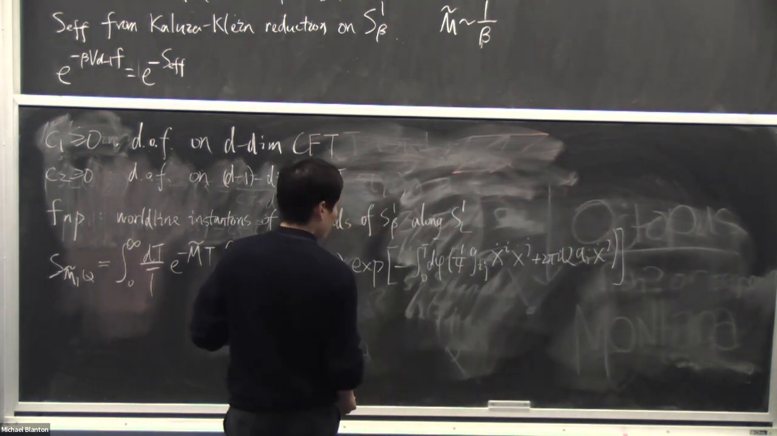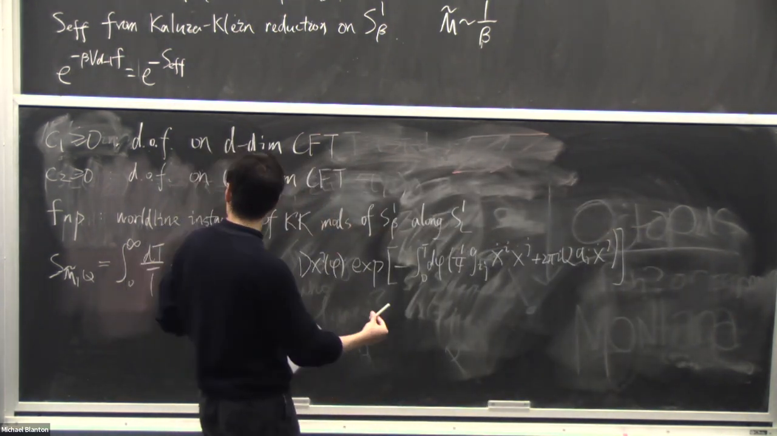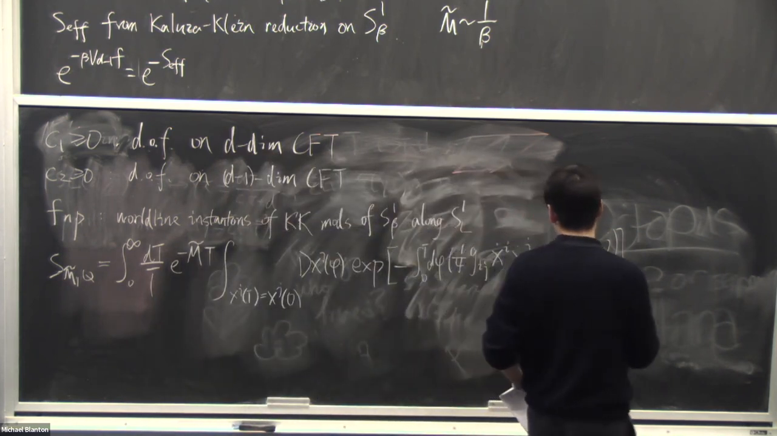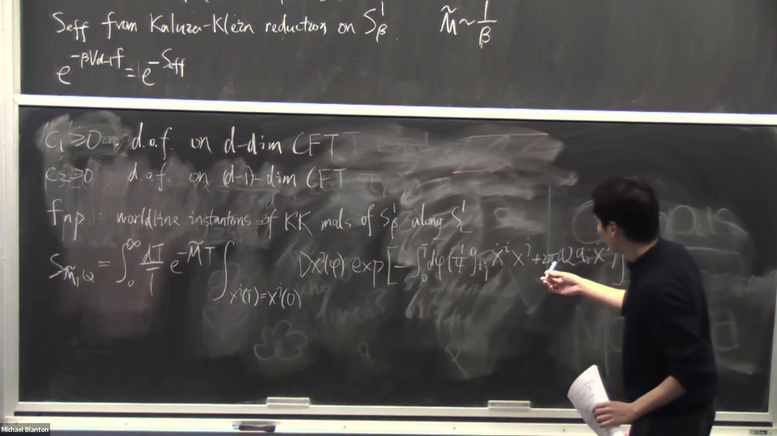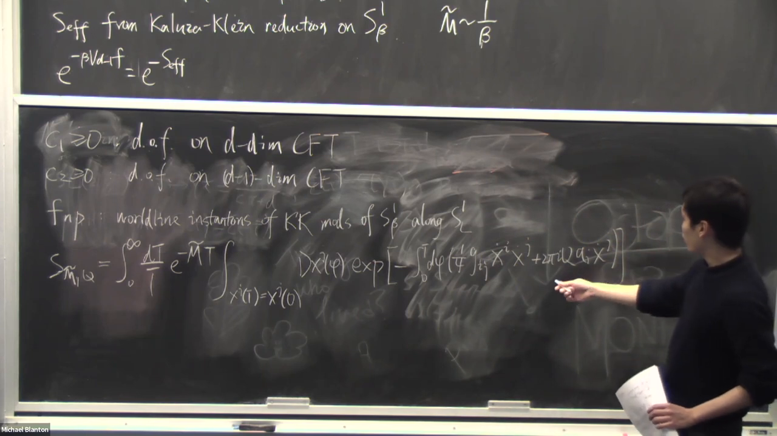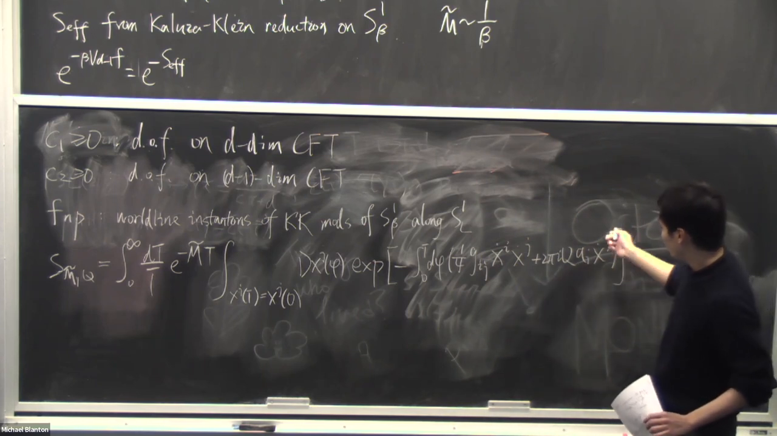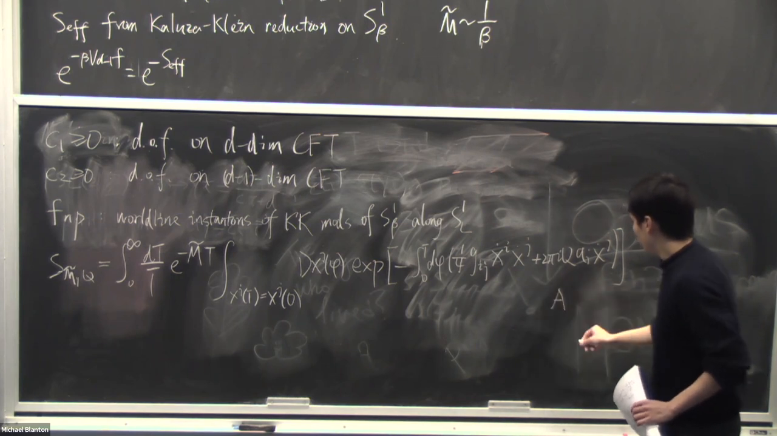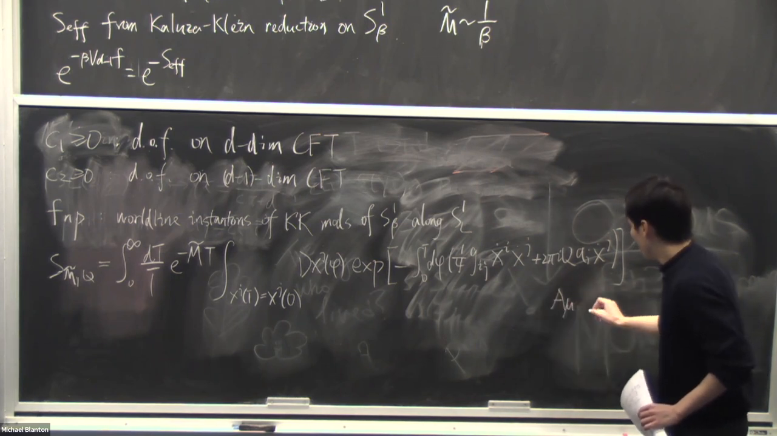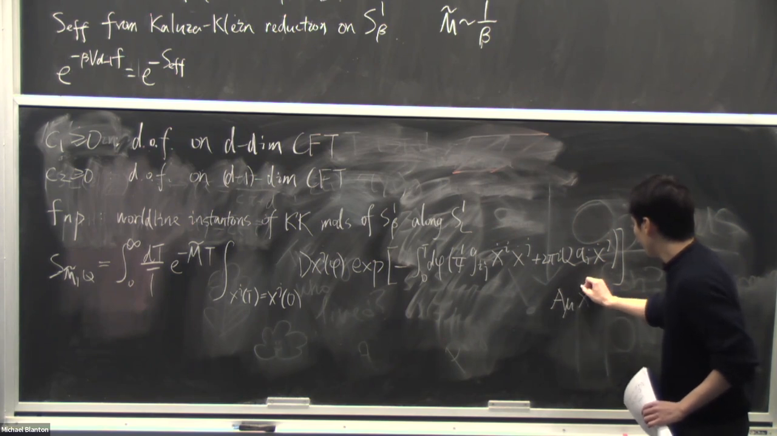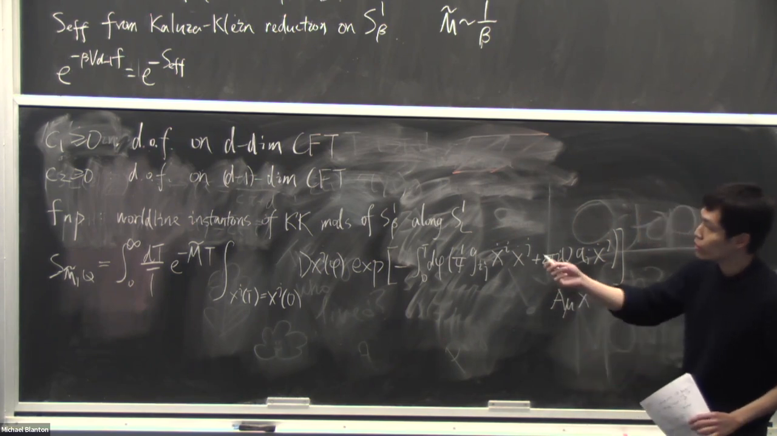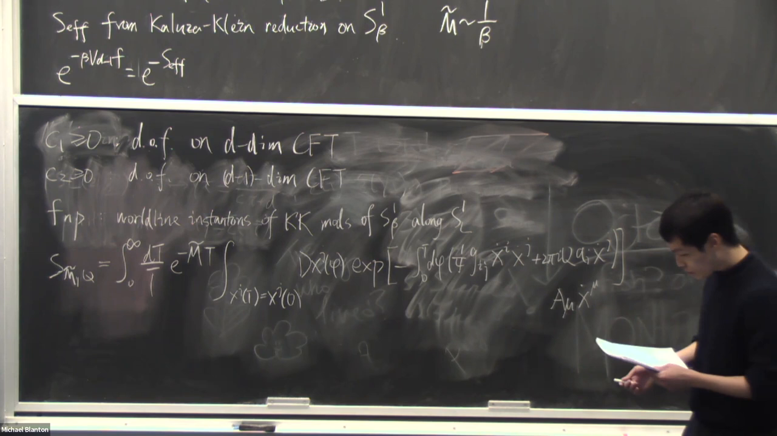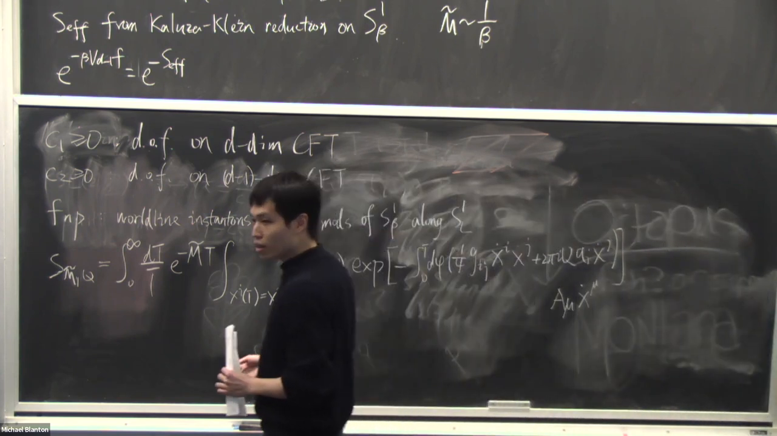For people who are not familiar with this formalism, here this is the worldline action of a particle, and you can imagine it as the coupling to the gauge potential, where the gauge potential comes from the photon of the KK reduction.